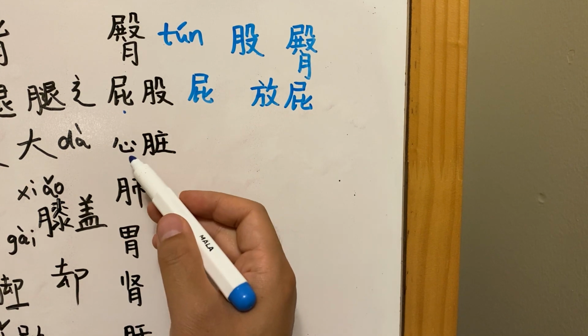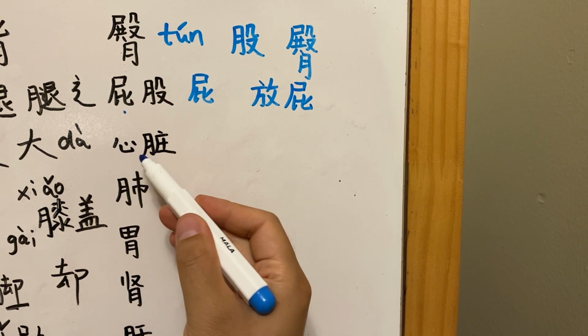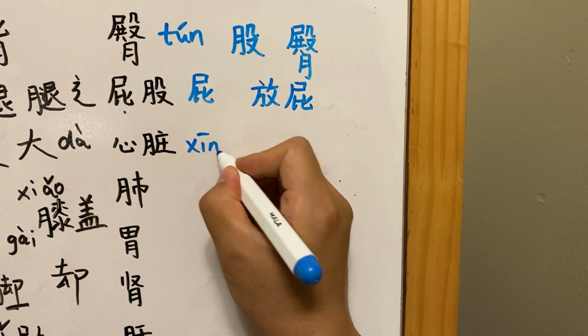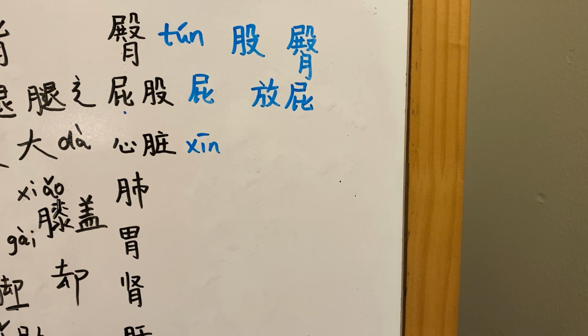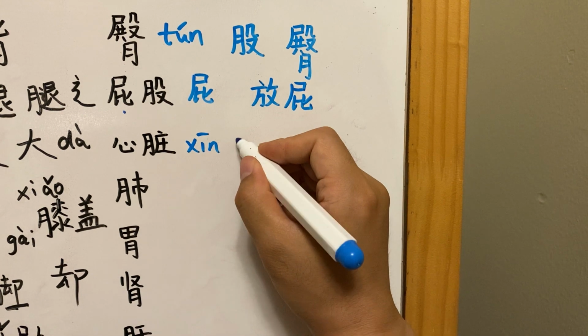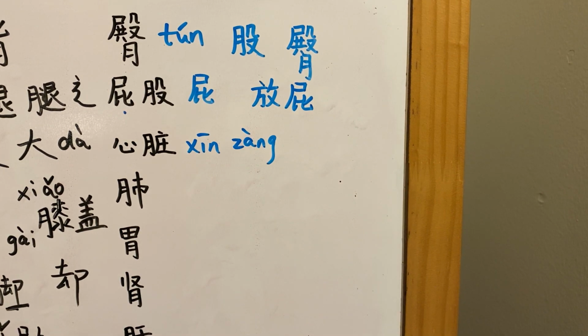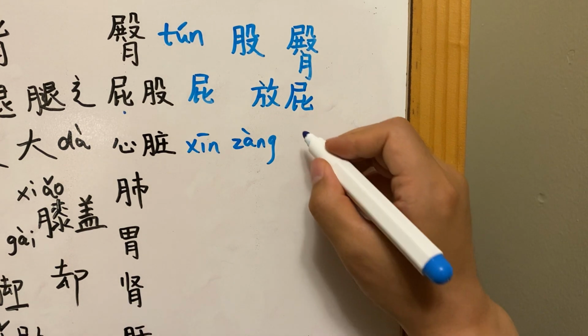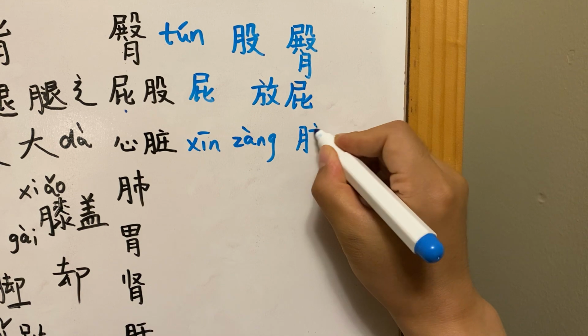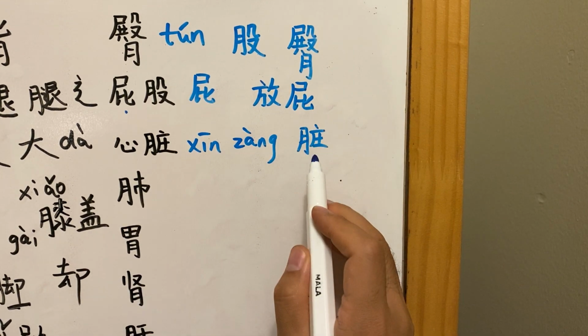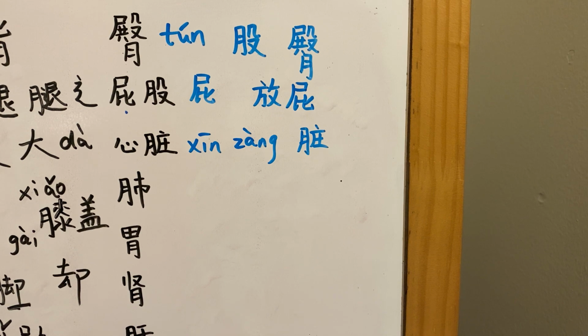Next one, 心脏. 心, we have already learned 心, right? 手心, heart. So 心脏 is also heart. 心脏 is heart. So this one 脏 means your organs inside your body. Organs, 脏, when it is used alone. But when it is used with 心, 心脏, it means heart.